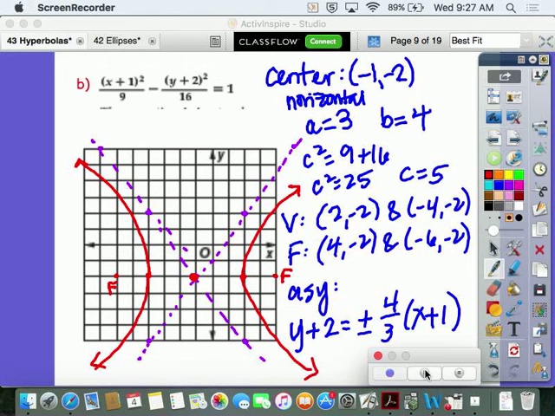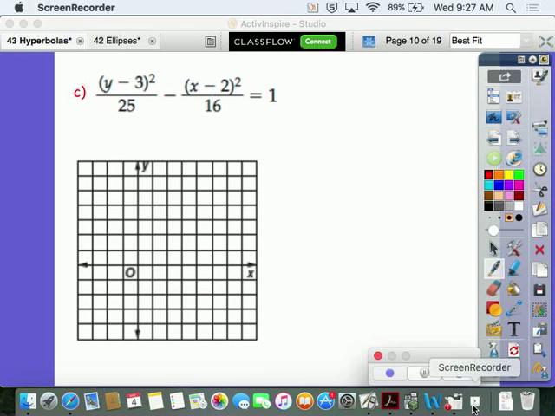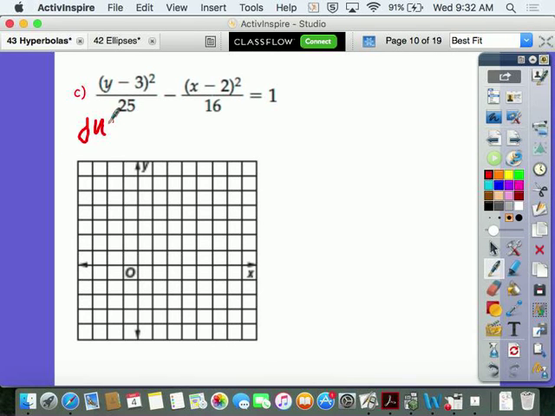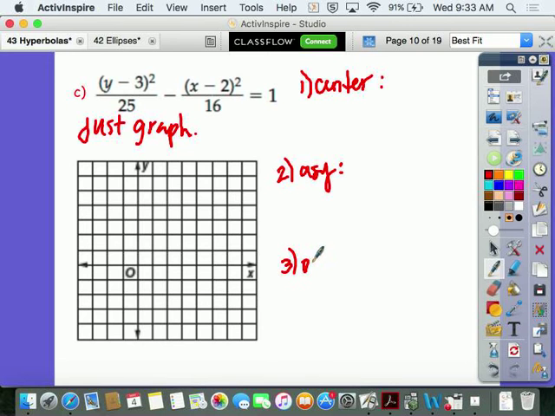So that's what I want you to do. I want you to just graph the next one. Don't worry about all the extra information. Just graph this one. So just graph. We need the center. We need the asymptotes. And orientation.